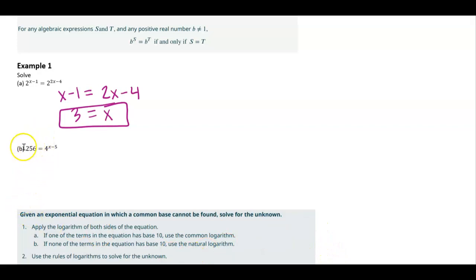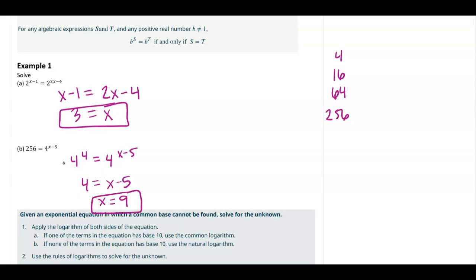Let's look at this example here for part B. Now this is not written where the two bases of my exponents are the same. So let's maybe off to the side here look at powers of 4. So we have 4, we have 16, we have 64, and if I multiply 64 by 4, I get 256. So I'm going to replace 256 with 4 to the power of 4. And now I have the same base, so my exponential powers must be the same, and x should be equal to 9.